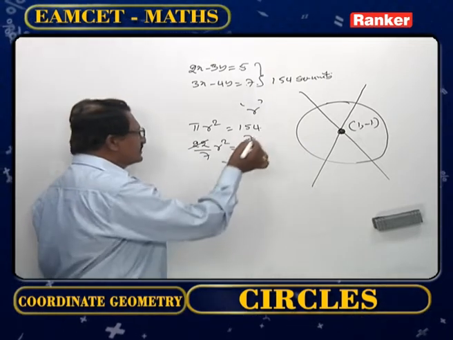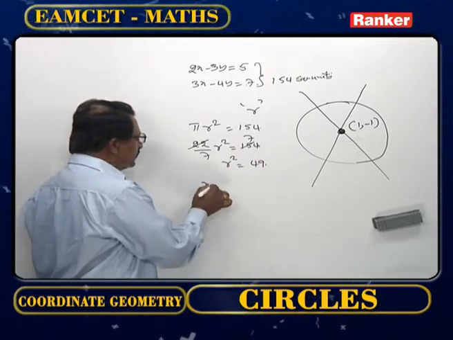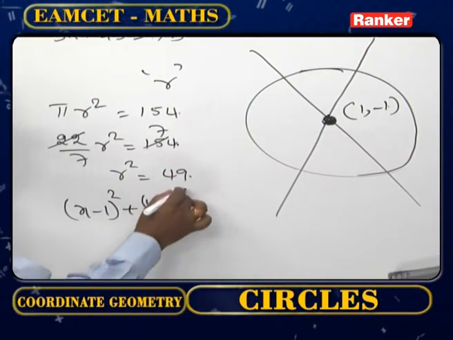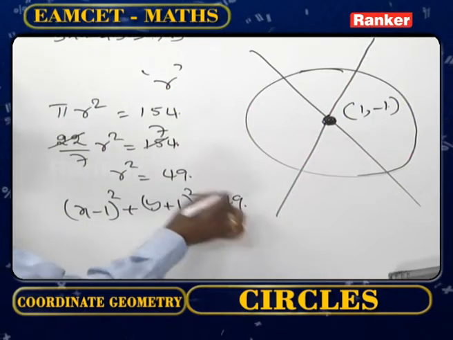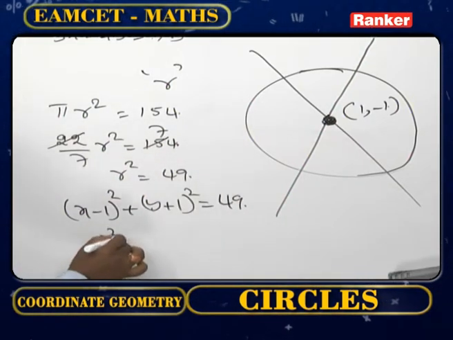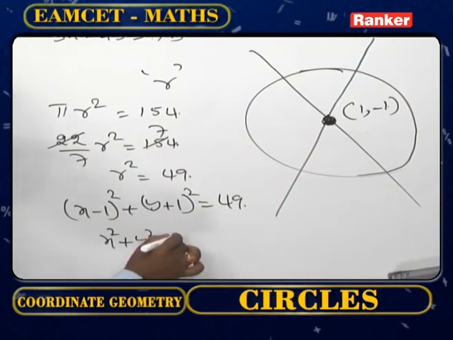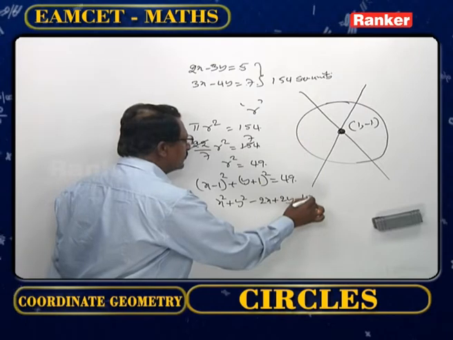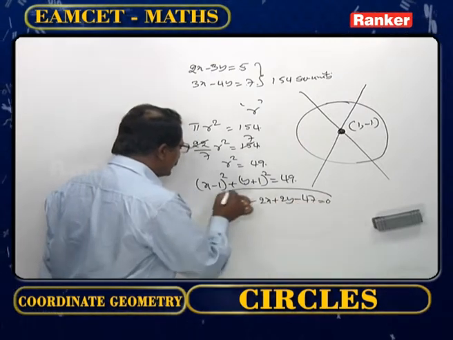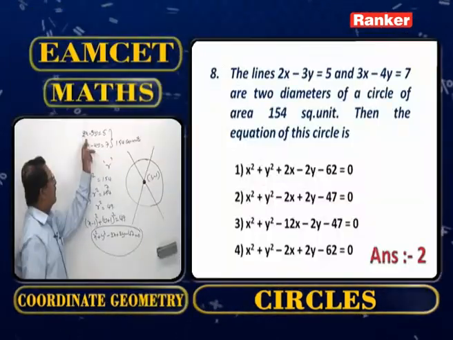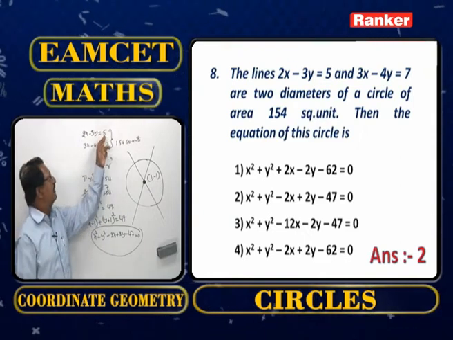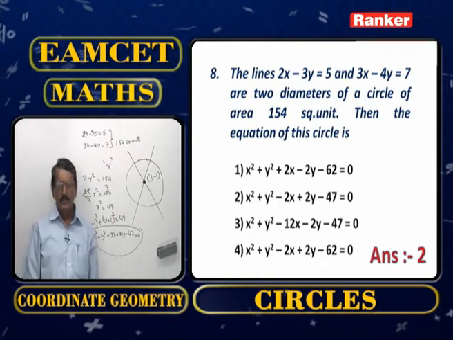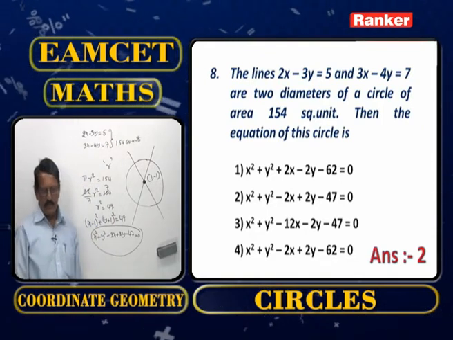The equation of the circle with center 1 comma minus 1 is (x minus 1) whole square plus (y plus 1) whole square equals r square, 49. Further simplifying, we get x square plus y square minus 2x plus 2y minus 47 equals 0. This is the required equation of the circle whose two diameters are 2x minus 3y equals 5 and 3x minus 4y equals 7, and whose area is 154 square units. Then the second option is correct.